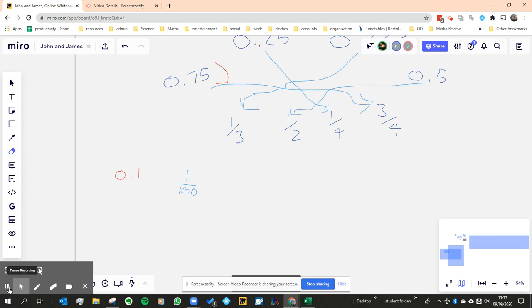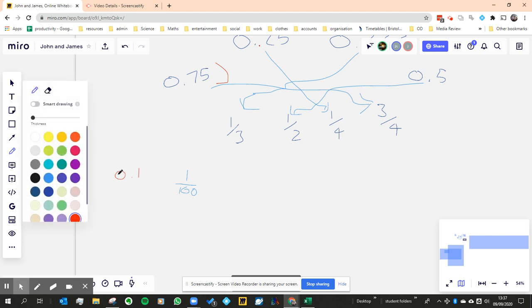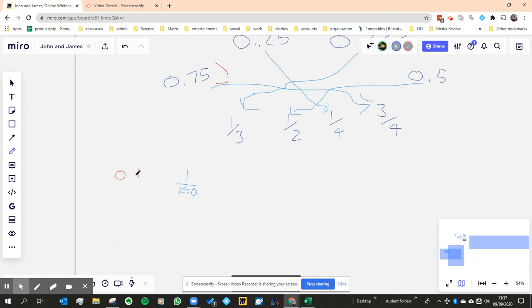So it's not 1/100th. I want you to think about in terms of how many times would I have to multiply this to turn it into 1? 0.1 times 10 is 1. So 0.1 is 1/10. 0.01 is 1/100th. And so on. I could do 0.001 would be 1,000th.